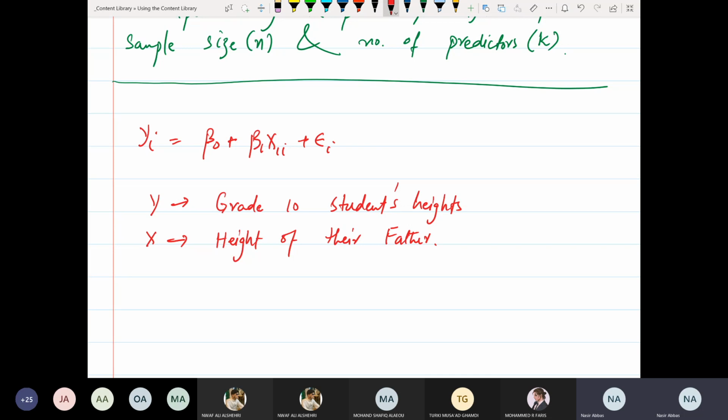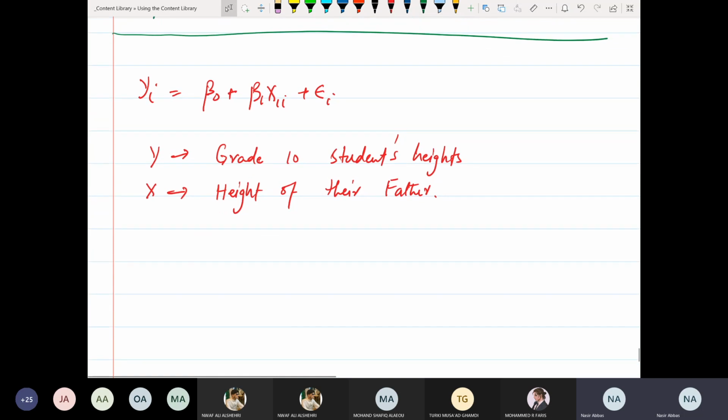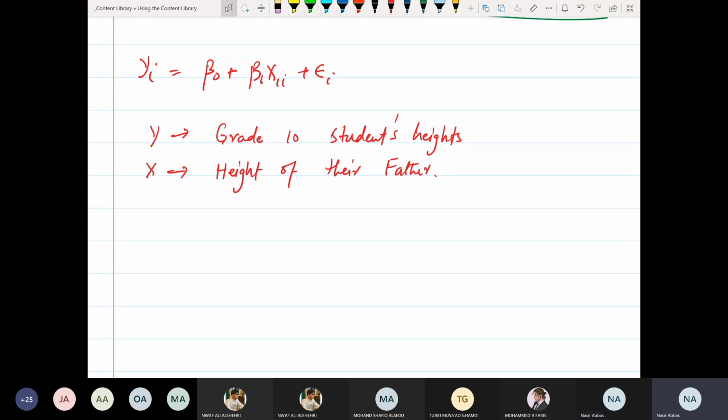So you expect the slope to be positive in this question. You expect the correlation also to be positive in this question. And just a side comment, in simple linear regression, the sign of correlation and the sign of slope are always the same. If one of them is positive, the other one is also positive.